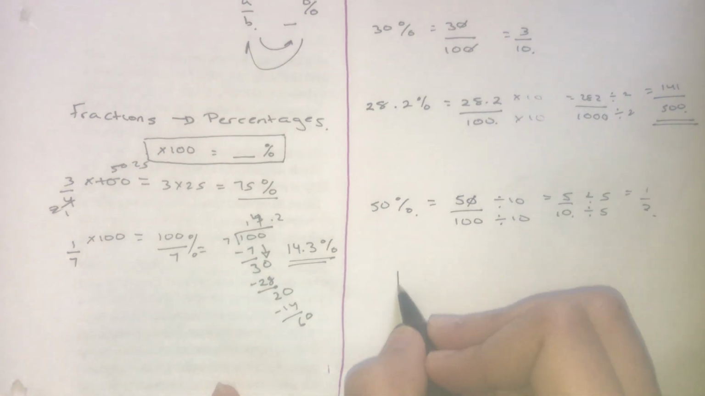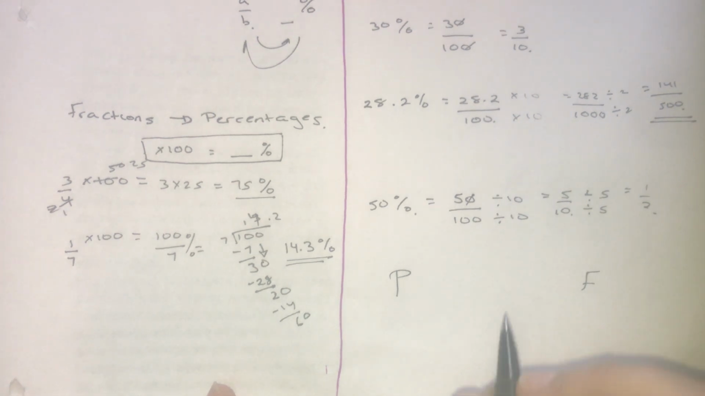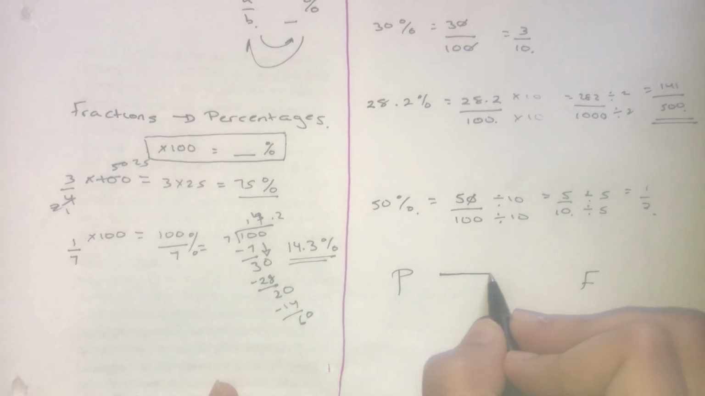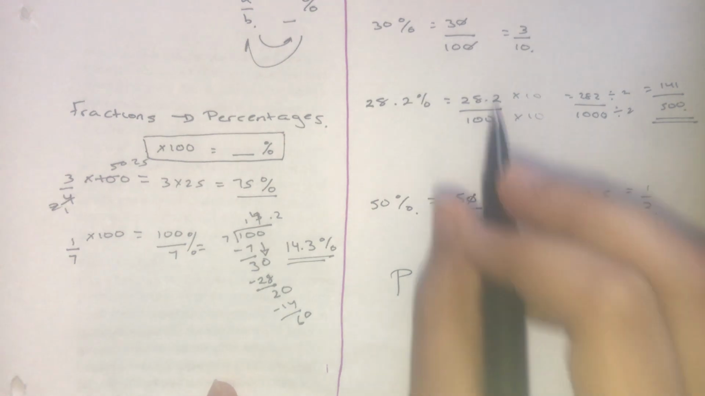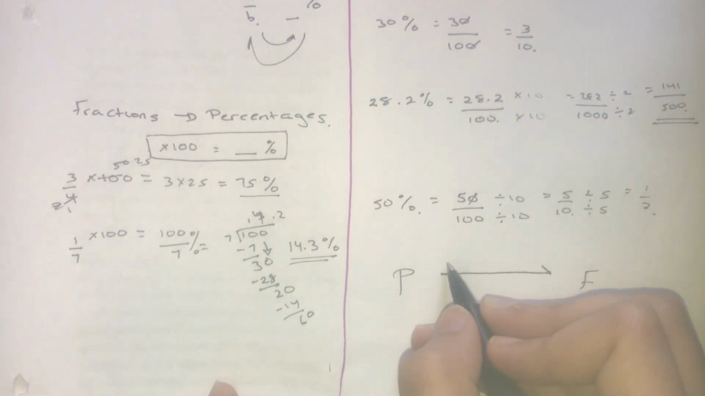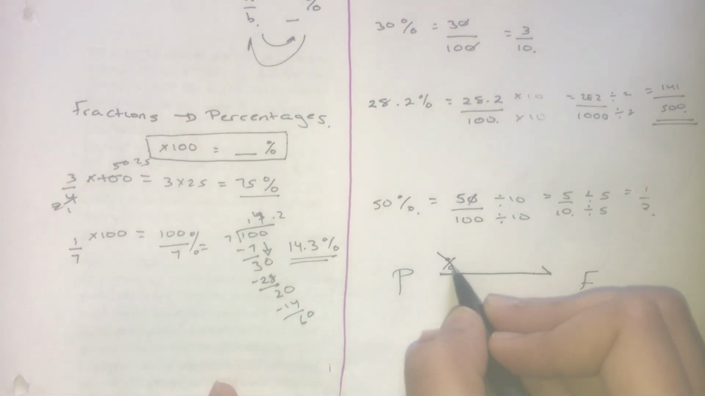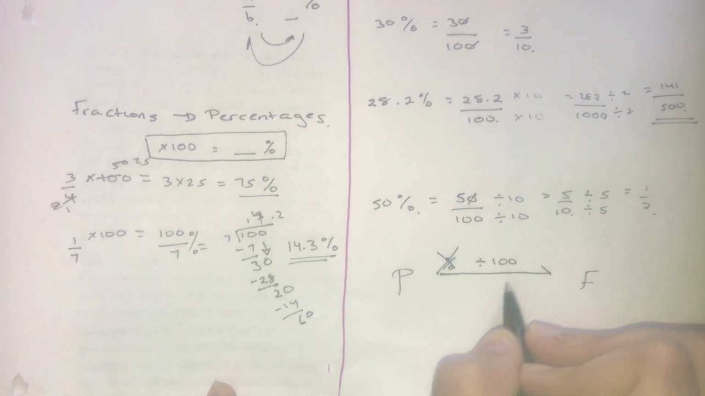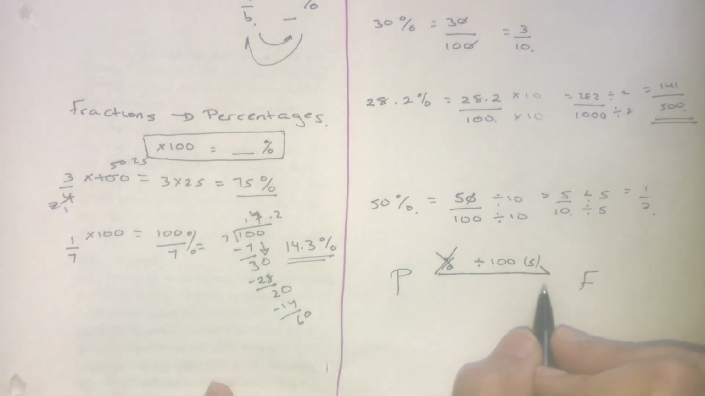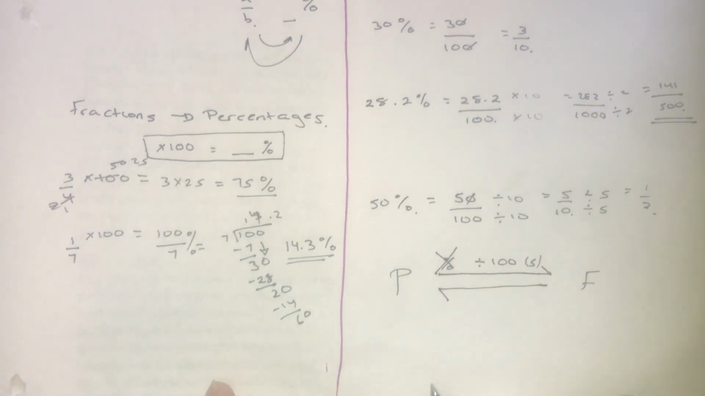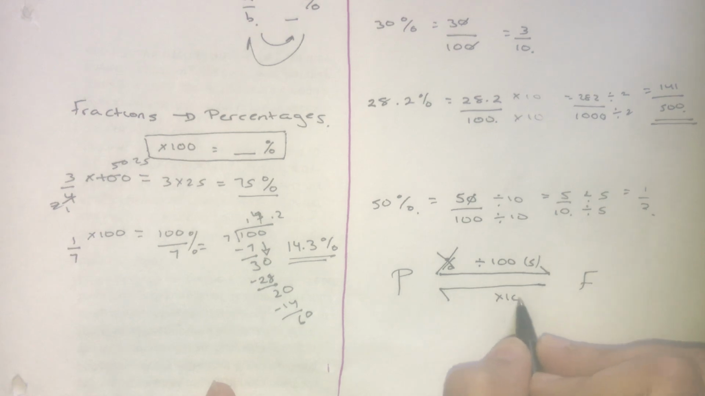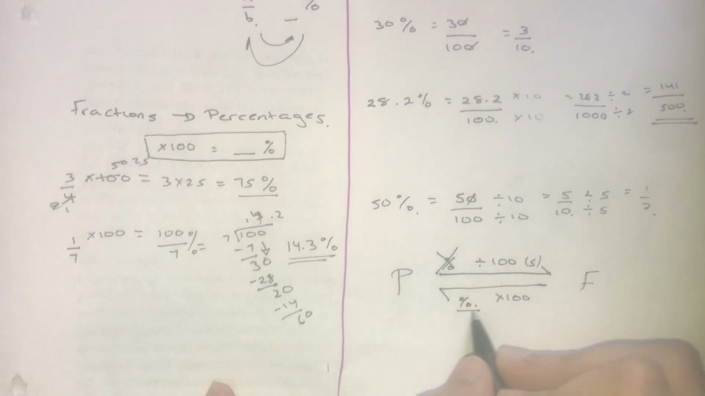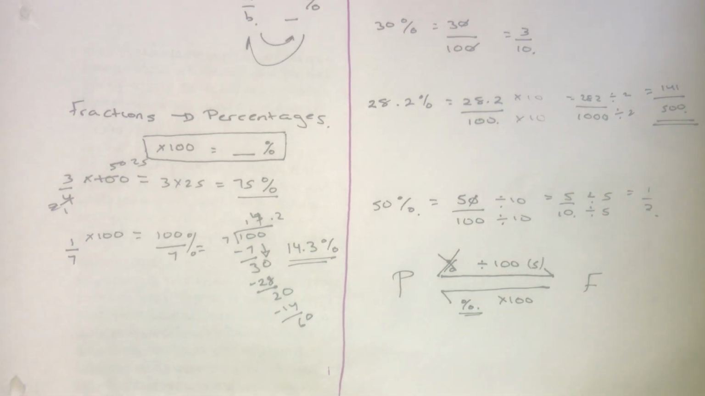So now let's just summarize. This is our percentage, this is our fraction. While going from percentage to fractions, you remove the sign and divide by 100, and you simplify. When going from fractions to percentage, you multiply by 100 and put the sign at the end of the answer. Isn't that easy? Of course it is, right? So let's look at some examples on what I've just told you.